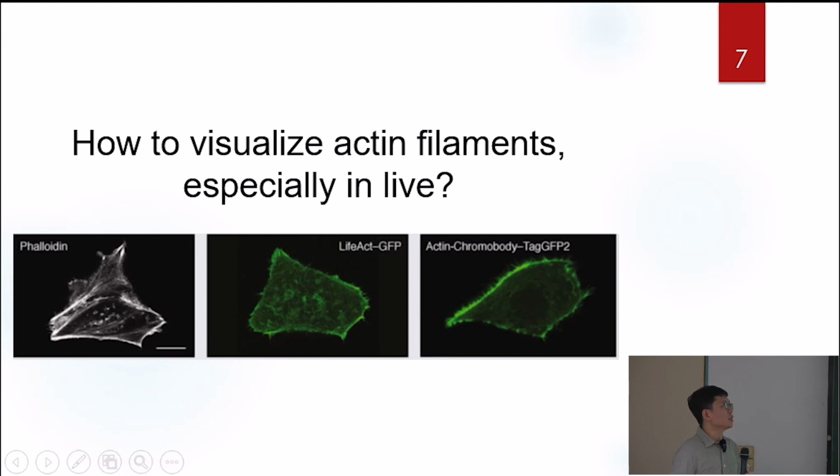If you directly tag actin with GFP, it can affect actin function and dynamics. So that's why different groups have developed different methods to visualize actin. The first one uses a small molecule like the well-known phalloidin. The second method doesn't directly tag actin with GFP. Instead, they tag an actin binding protein with GFP, so it's a more indirect way. And the final method is the chromobody. So we'll talk about this.